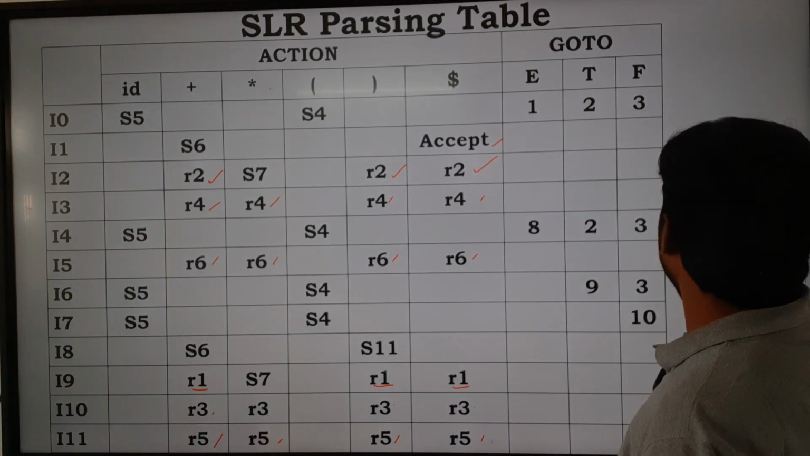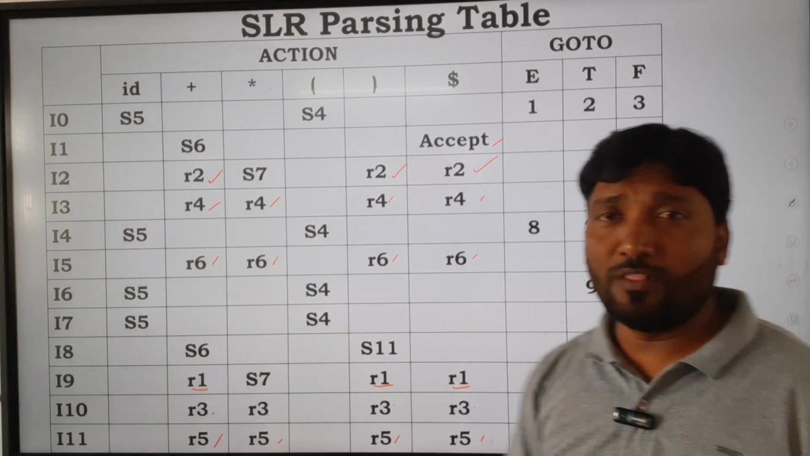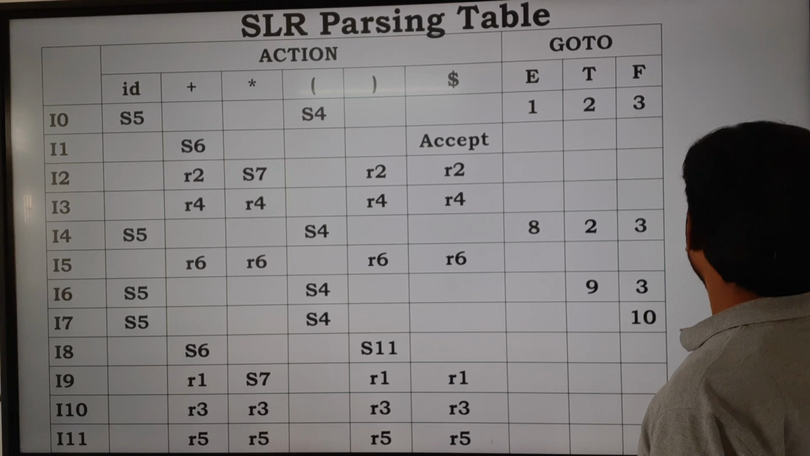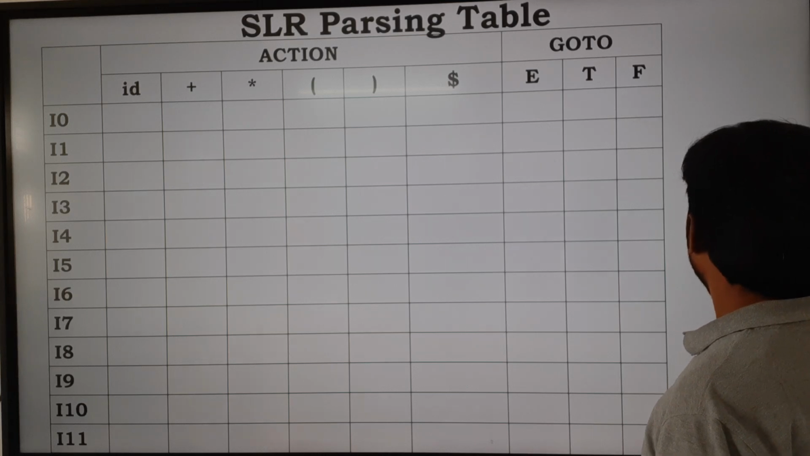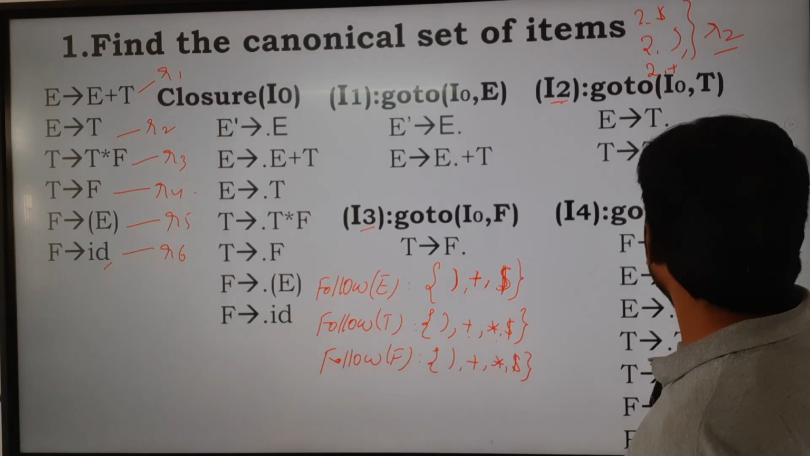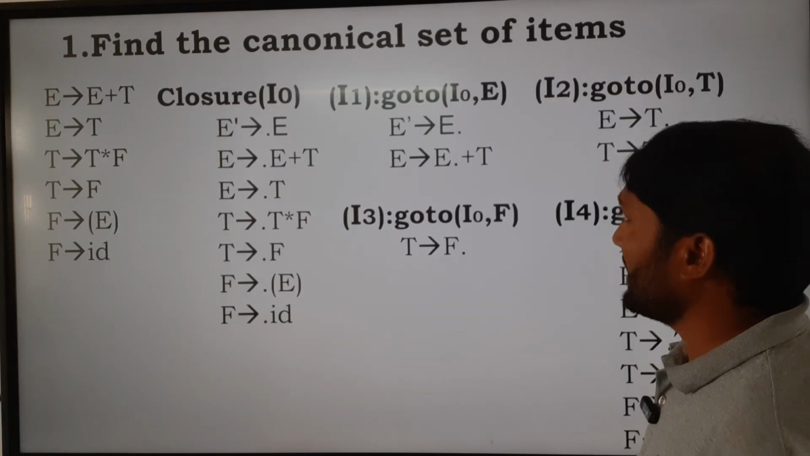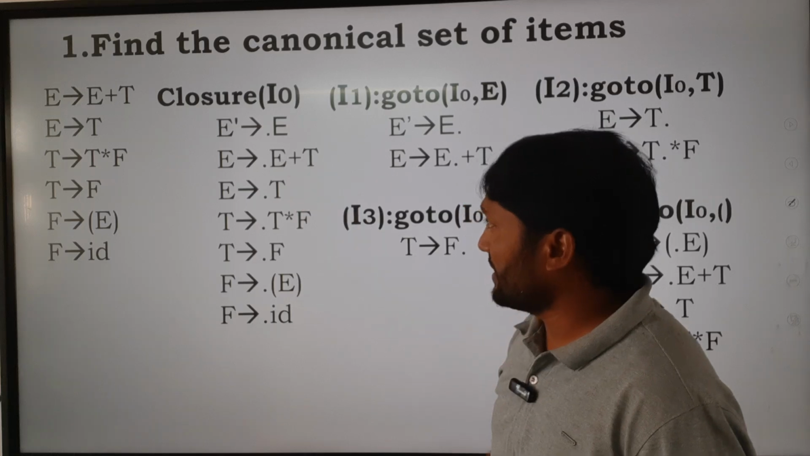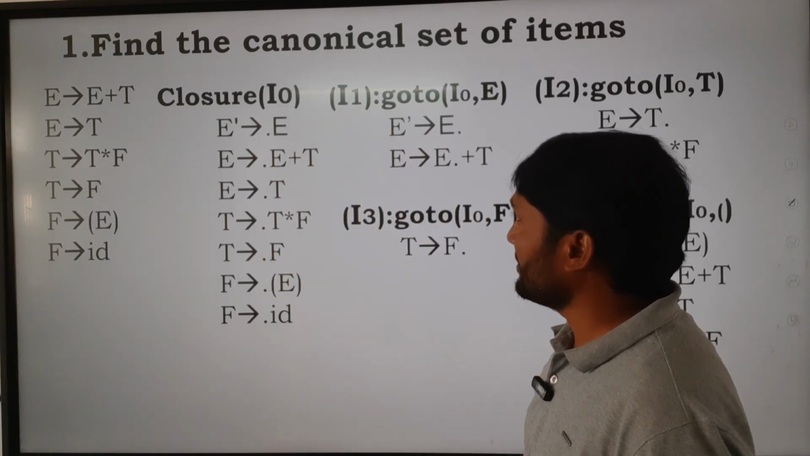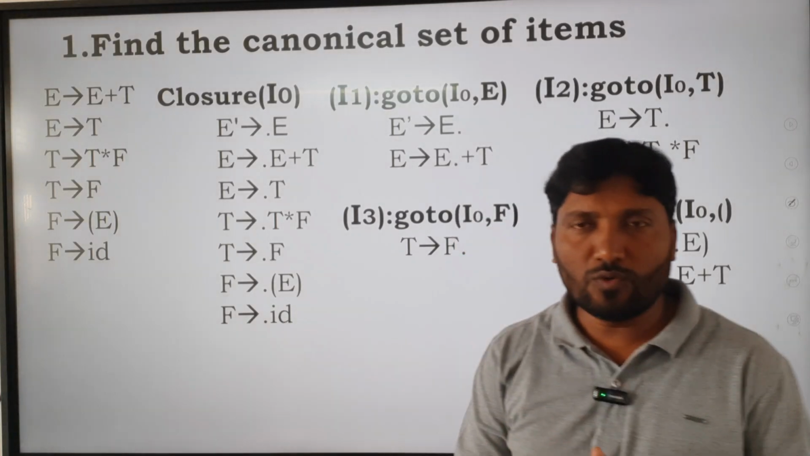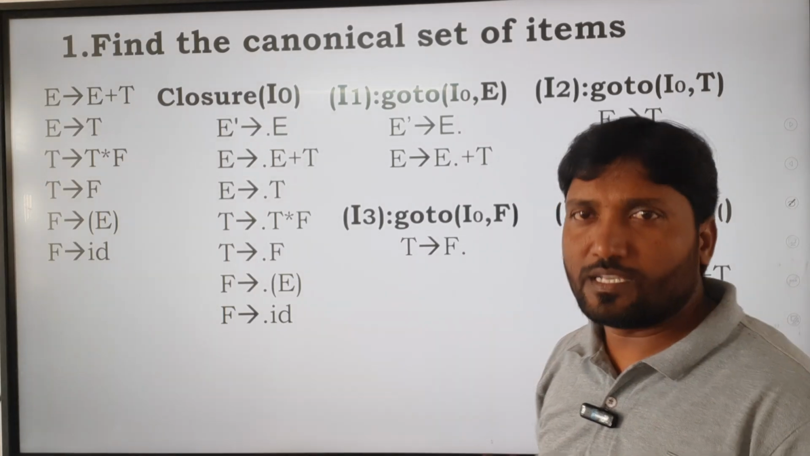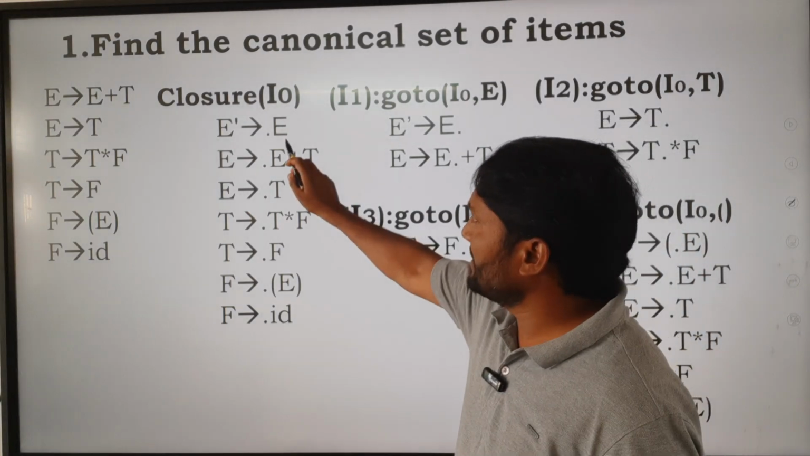And next we come to the goto table, that is, all the non-terminal symbols. Now we are going to fill in the non-terminal symbols in the given context-free grammar. So check where the non-terminal symbols are in I0, in I1, I3 and so on. That means we have to check where the non-terminal symbol occurs after the dot in each and every item.